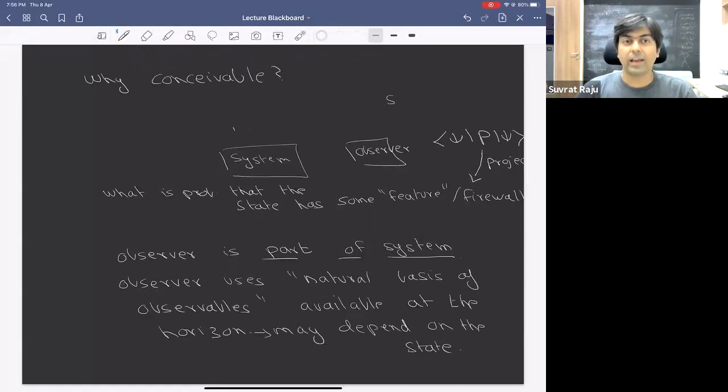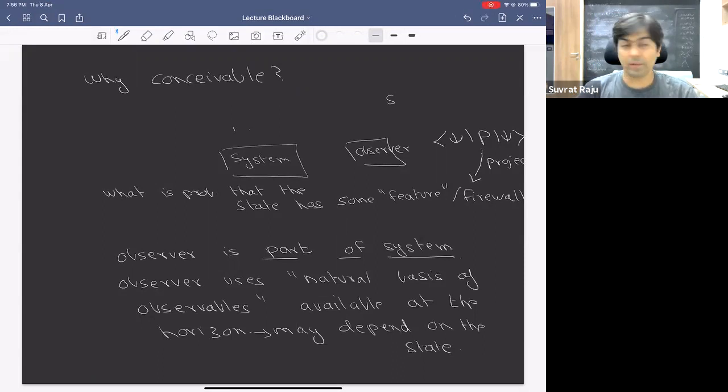dependence feature. And the reason the state dependence is conceivable at all is because we are asking a different kind of question from the question we usually ask in quantum mechanics, where there is some fixed basis of observables that the observer external to the system has. And here we do not have such a fixed basis of observables because the observer is part of the system.